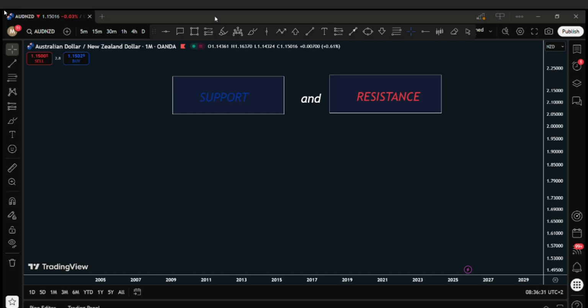So support and resistance is a floor and a ceiling. Whenever you analyze, have that idea, have the idea of a tennis ball.